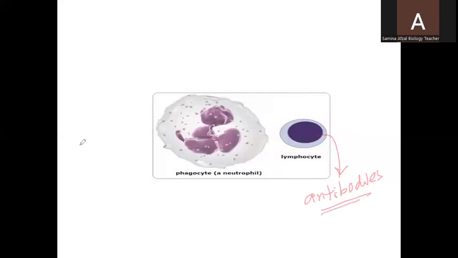When any pathogen enters our body, pathogens can be bacteria, viruses, etc., they produce toxins. Toxins can cause infection in the body. At that time, the lymphocytes are activated. They recognize the pathogens, and after recognizing them, they neutralize or kill them.